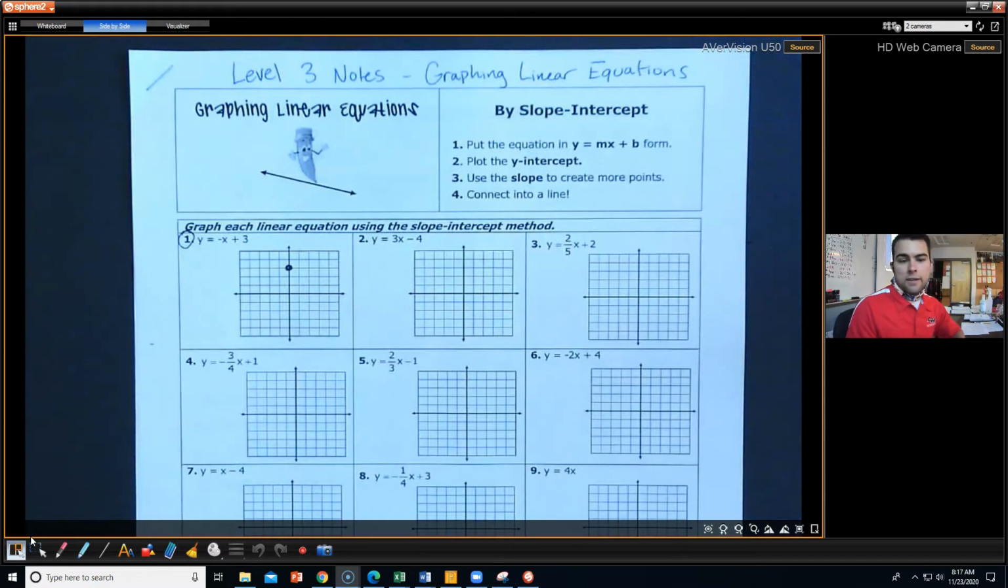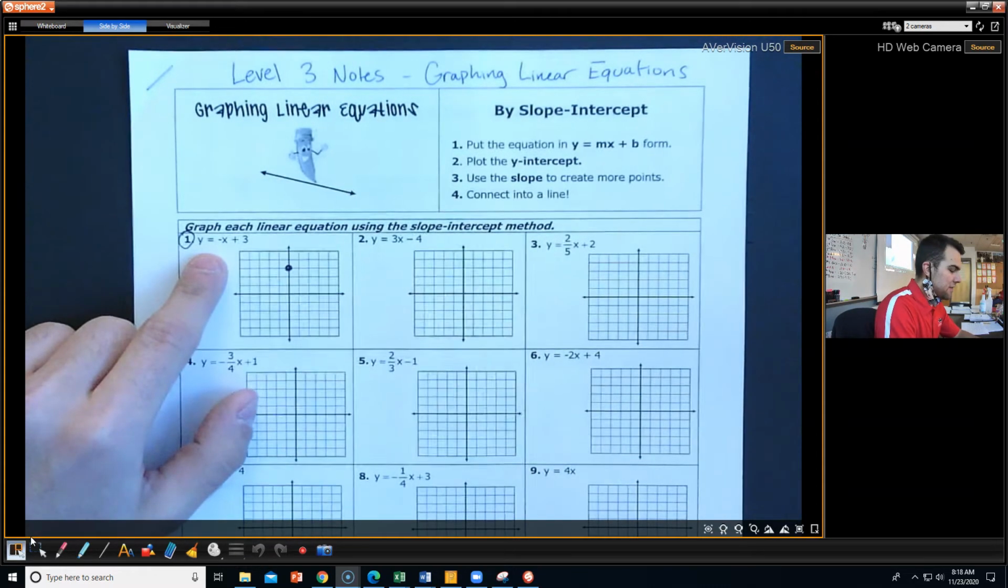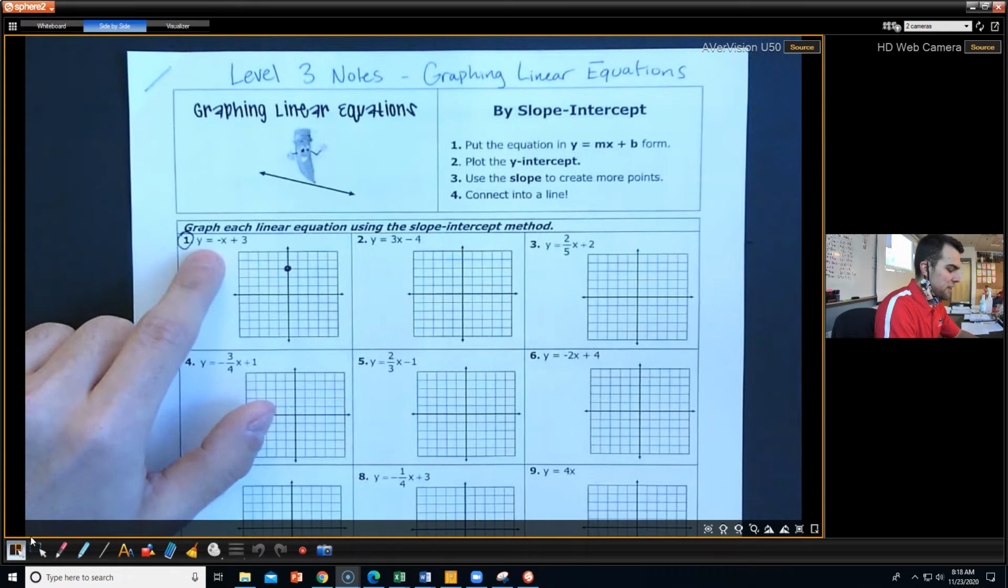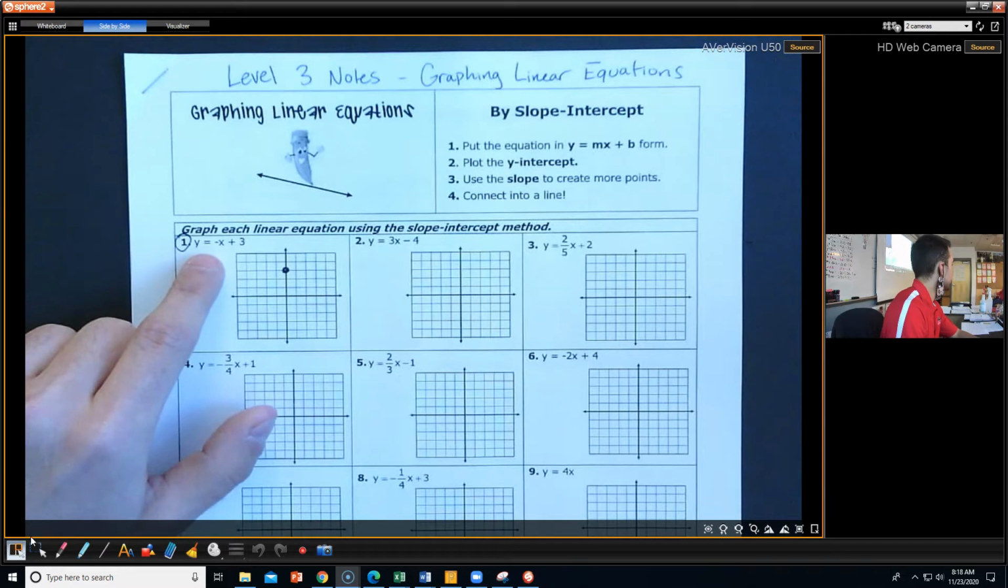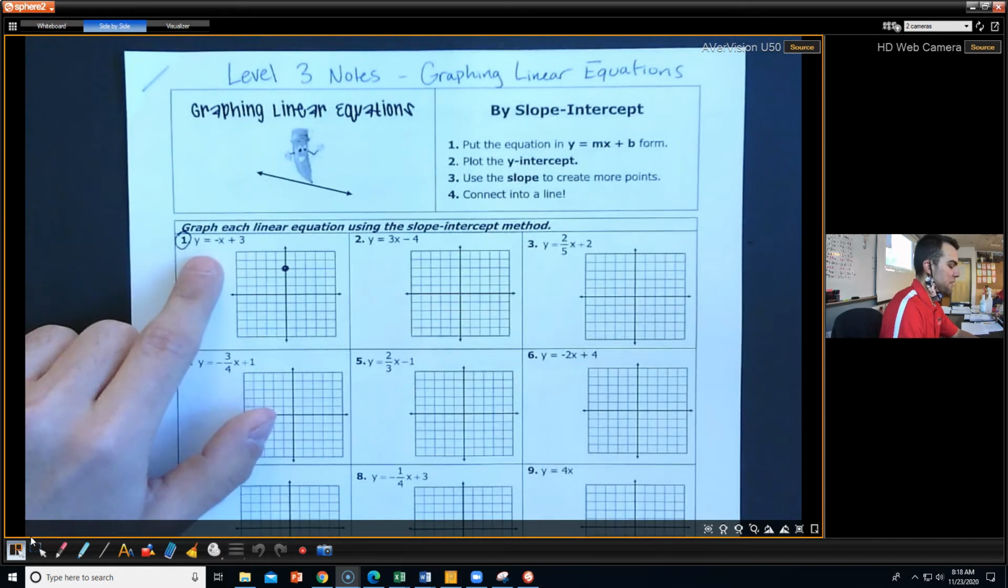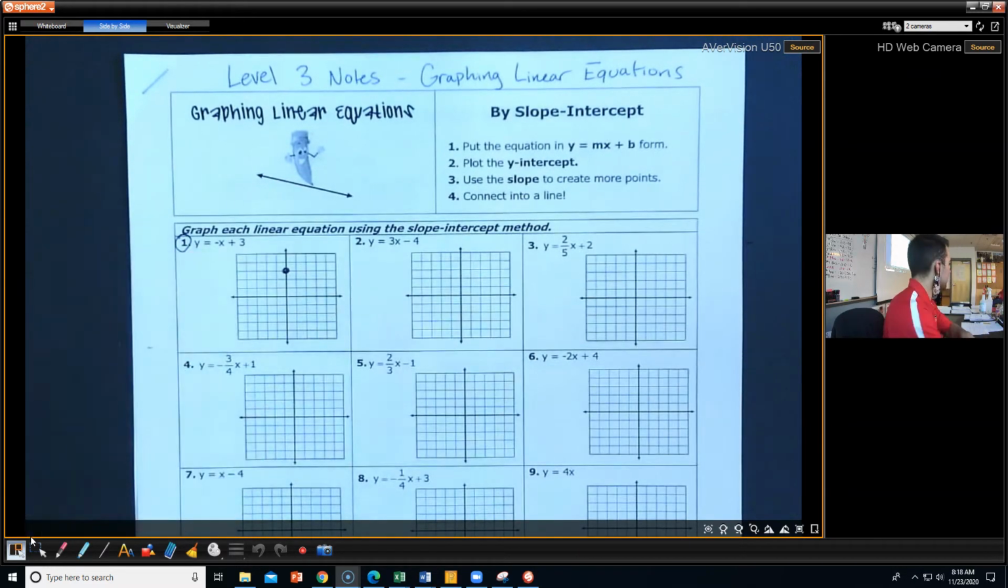Okay? And then the next part of this is to actually use the slope. Use rise over run to help you generate the rest of the line. Okay? So if I have a negative in front of my x right here, what is my slope? And I'm going to ask my live audience here. What would my slope be if I just have a negative in front? What number is that in front?